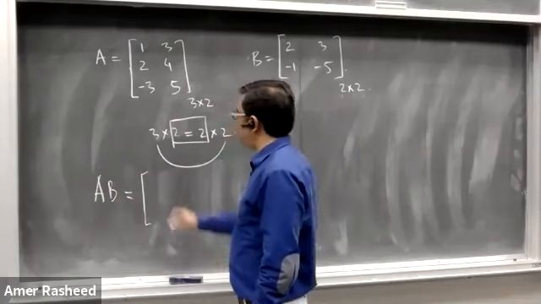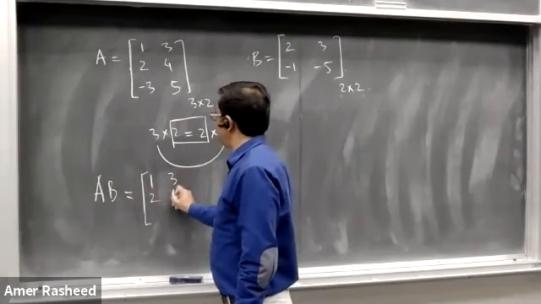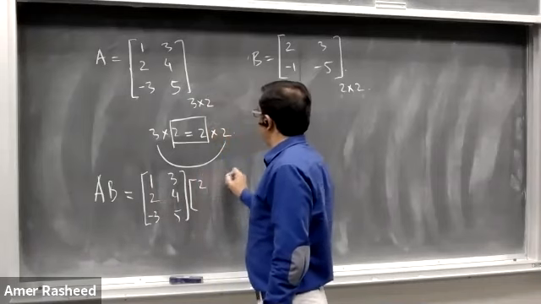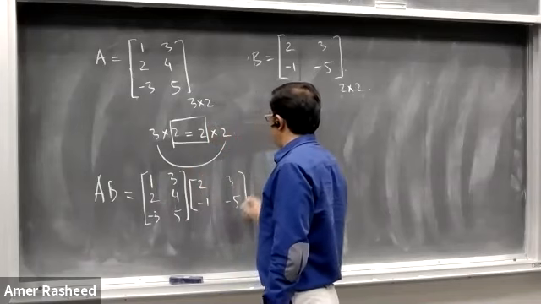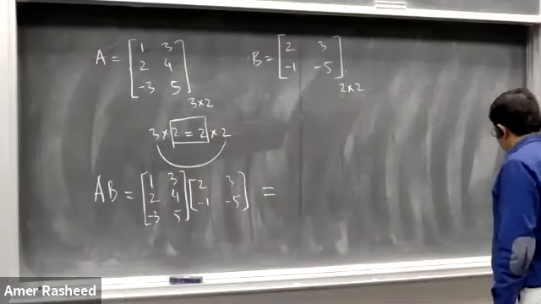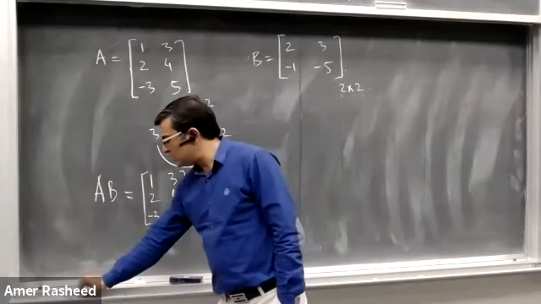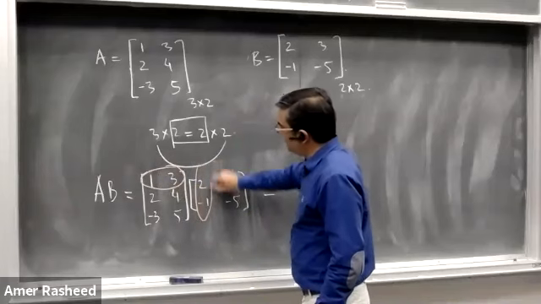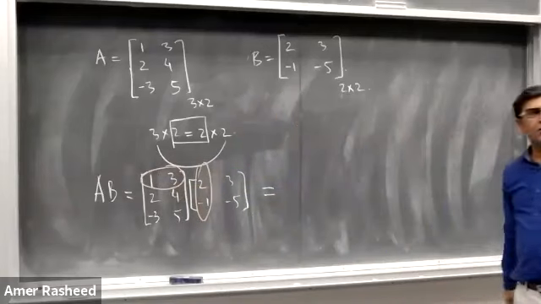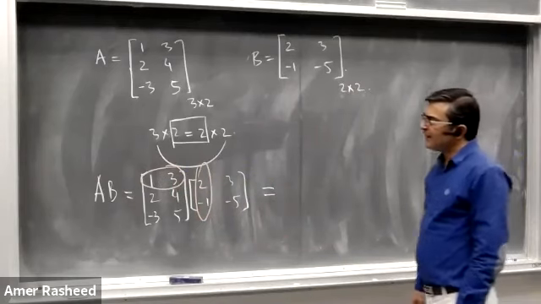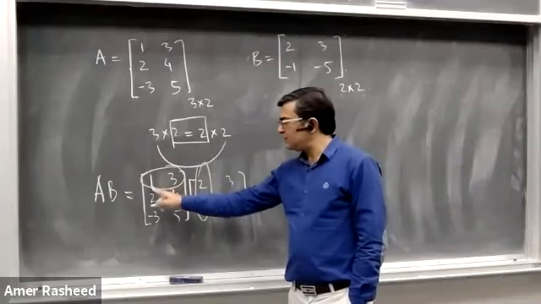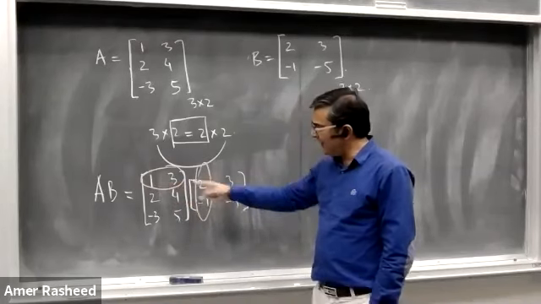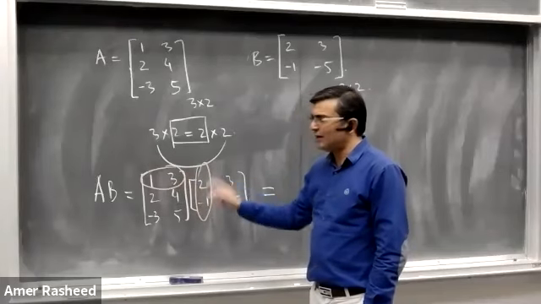You first write A here, 1, 3, 2, 4, -3, 5, and then you write here B, 2, 3, -1, -5. Now, how do you multiply them? You take the first row of the first matrix and multiply it with the first column of the second matrix. That is why the number of columns of the first, 2, and the number of rows of the second, 2, should be equal so that we can multiply them.